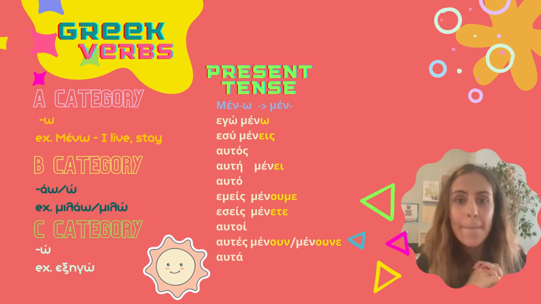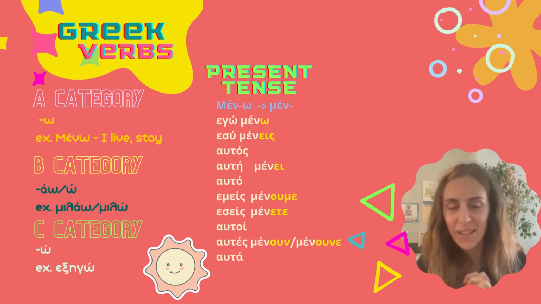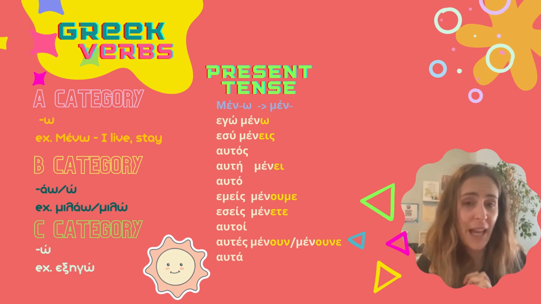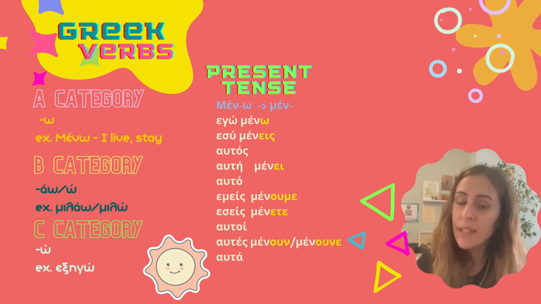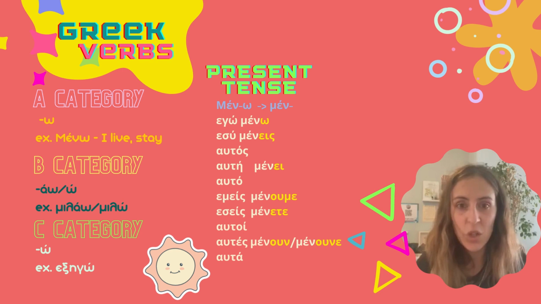So, let's conjugate it. I live or stay is μένω. Εγώ μένω. Εσύ μένεις. Αυτός, αυτή, αυτό, like in English he, she, it, have one, the same, μένει. Εμείς μένουμε. So the ending is ούμε. Εσείς μένετε. Έτε.